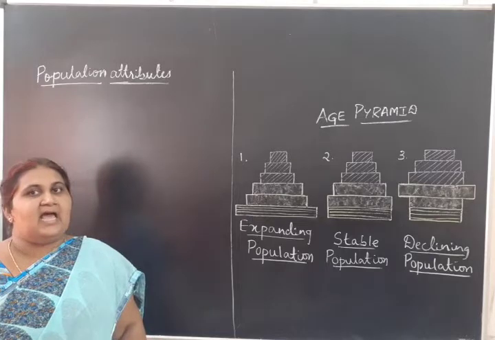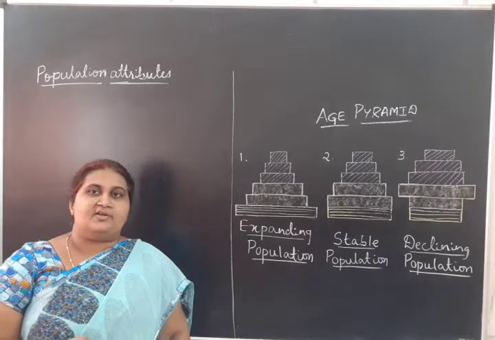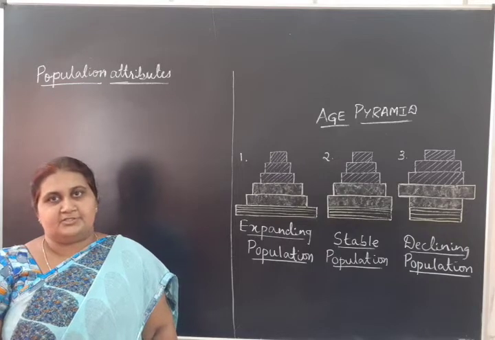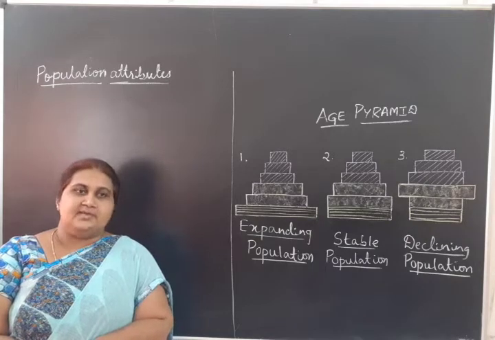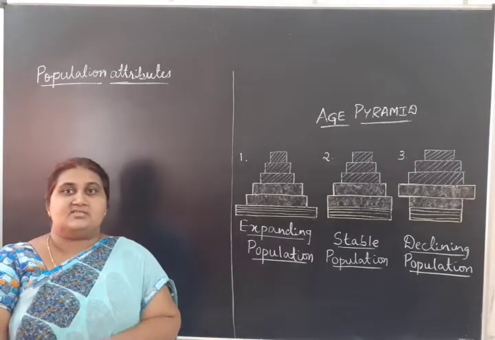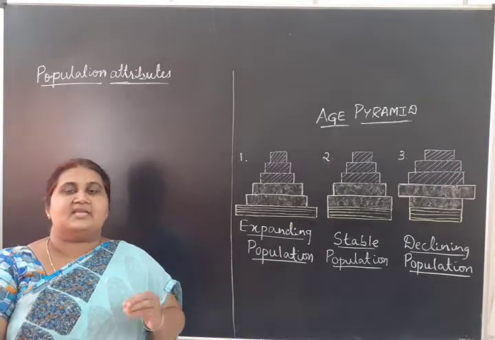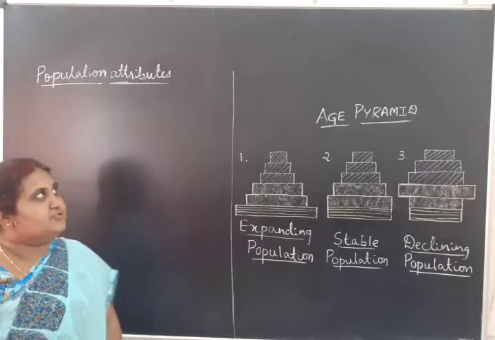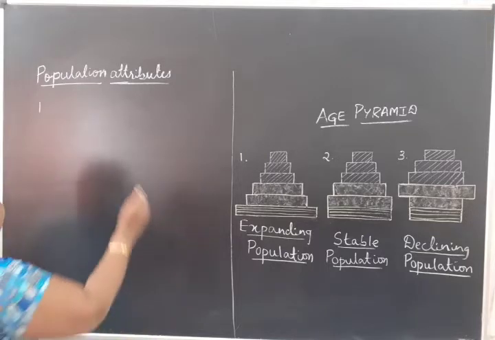A population has attributes, but not the individual organism. Individual organism does not possess an attribute, but a population has some attributes. Then what is the meaning of attributes? Attributes means features, characteristic features, qualities of population. So population has certain characteristic features, but not the organism. So now, what are those characteristic features, population attributes?